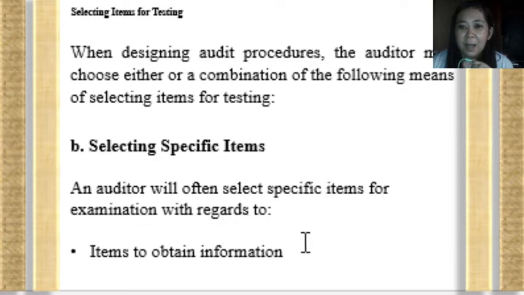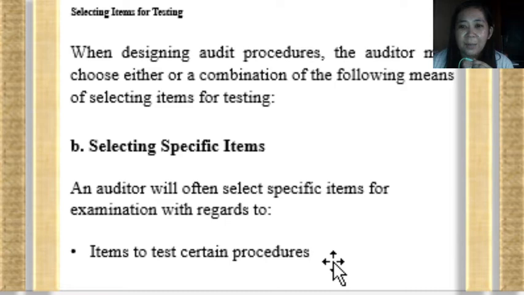Okay, another is items to obtain information. So, meaning based on his audit procedure and audit planning, there are specific areas in which the auditor can get information that will support his opinion later on. Okay, but of course, this is dependent on the level of risk of material misstatement that the auditor has preliminarily determined as well.